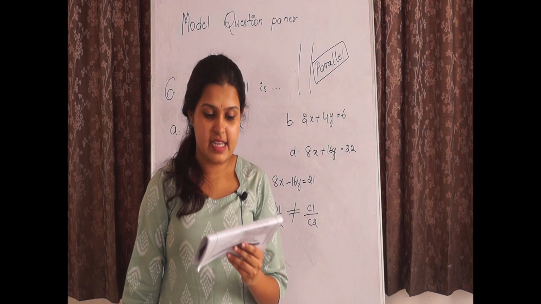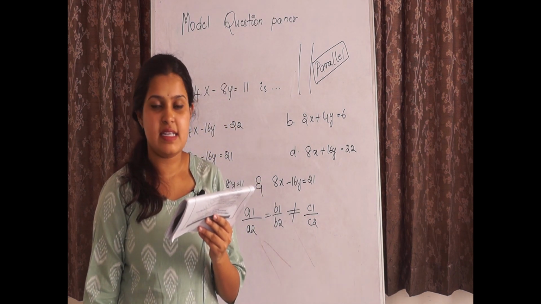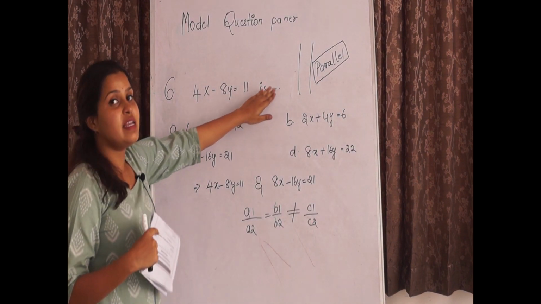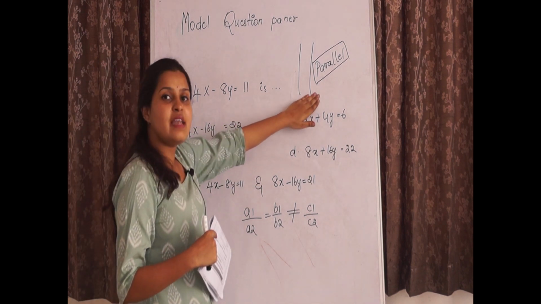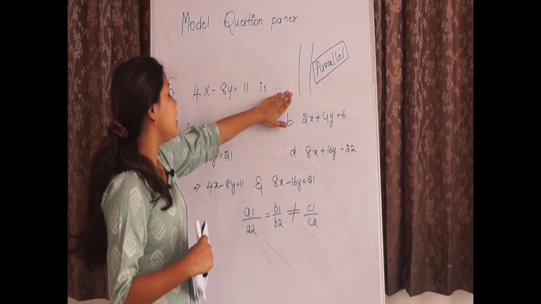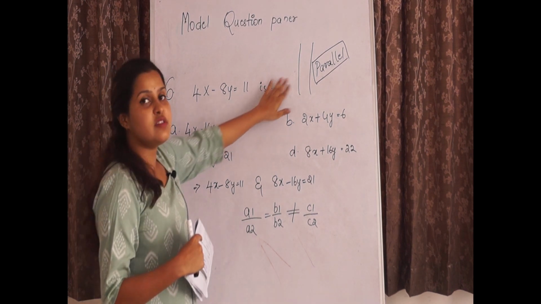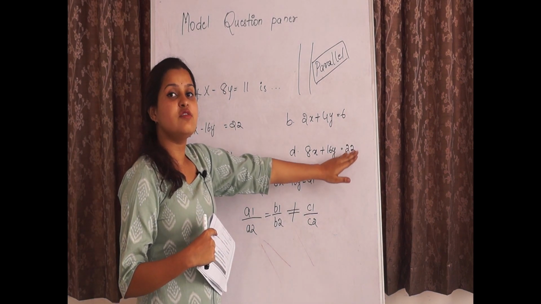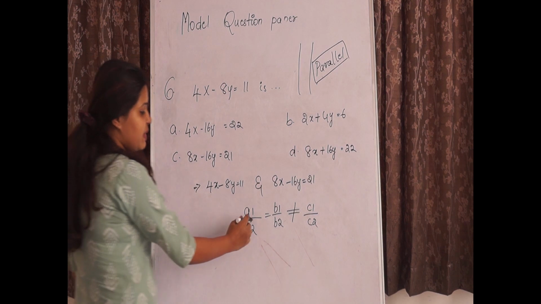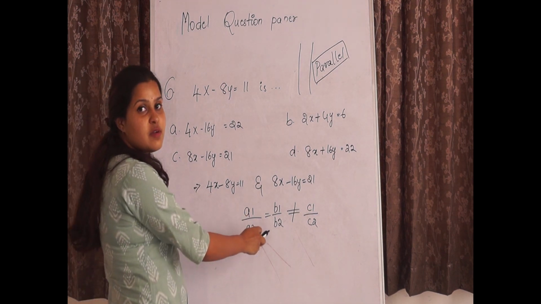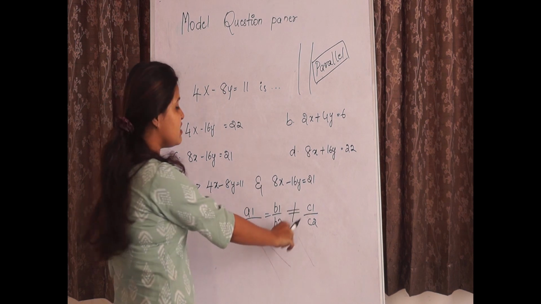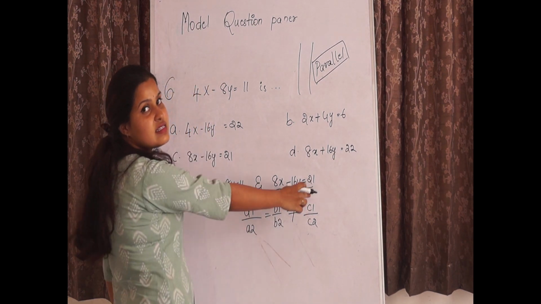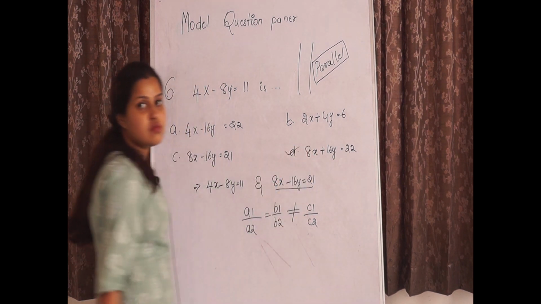The equation of the line which is parallel to the line represented by the equation 4x minus 8y is equal to 11 is, let's consider this line as 4x minus 8y is equal to 11 and the parallel line as 8x plus 16y is equal to 22. Then it will be a1 by a2 is equal to b1 by b2, which is not equal to c1 by c2. So the answer will be 8x minus 16y is equal to 22.